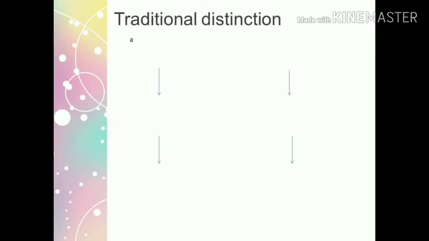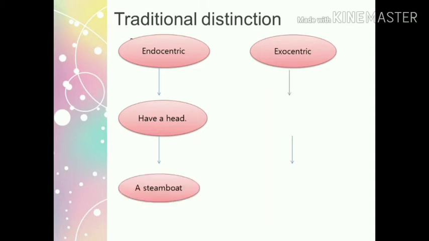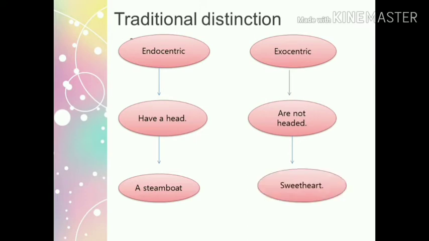The next is another traditional distinction, between endocentric and exocentric. Endocentric compounds have a head. For example, a steamboat, a boat powered by steam. And exocentric compounds are not headed. For example, sweetheart.